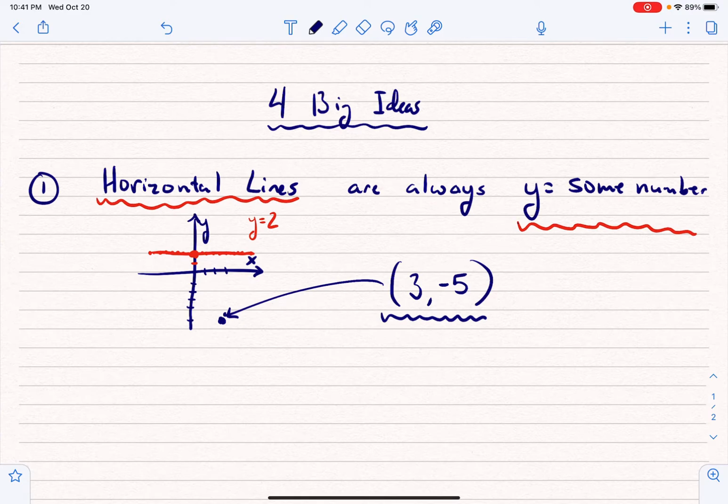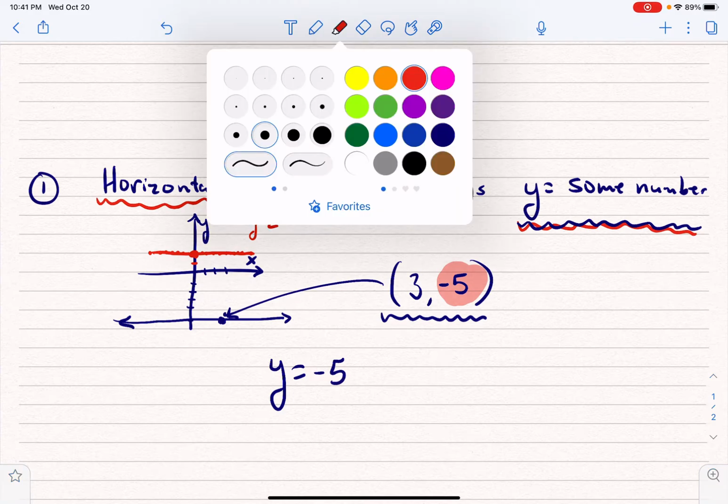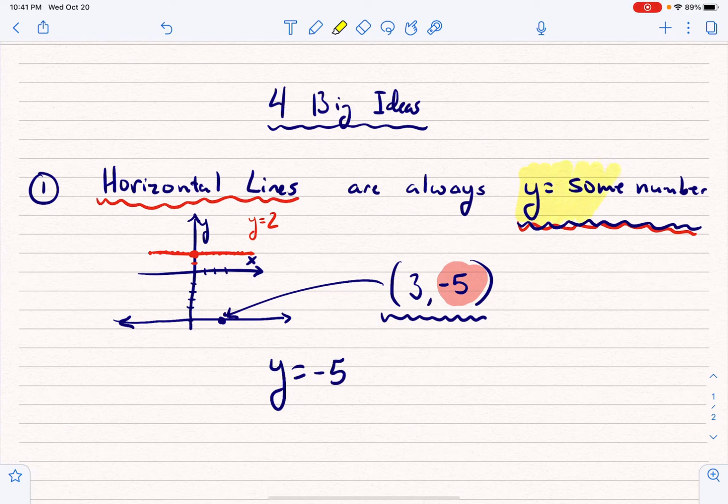Well, that's easy. We know the equation of a horizontal line is always y equals some number, so it's going to be y equals the y value right there. So it's y equals -5, and that's the equation of the horizontal line that passes through that point. It's that simple. If we know what the y value is, that's what goes in place right there. That's one of the big ideas for today, but that was a pretty simple big idea.